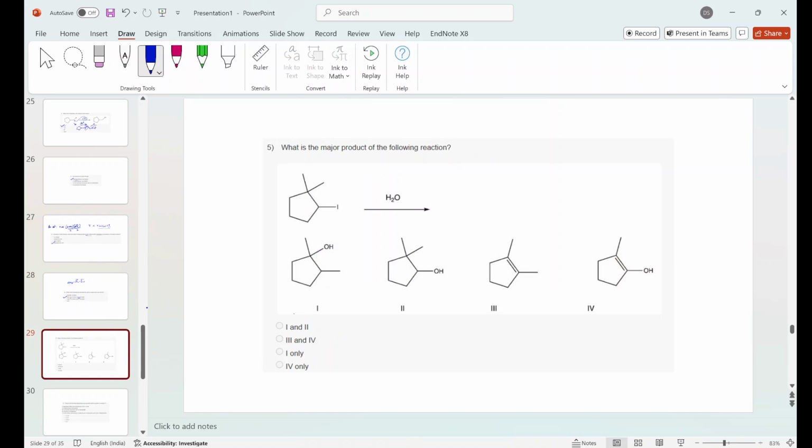What is the major product of the following reaction? So H2O. Okay, let us just try to do it. H2O is a very weak nucleophile, so it will go through what? SN1 mechanism, right?